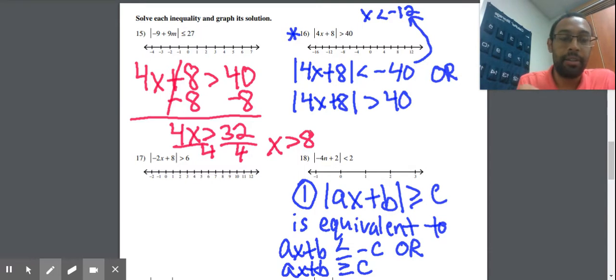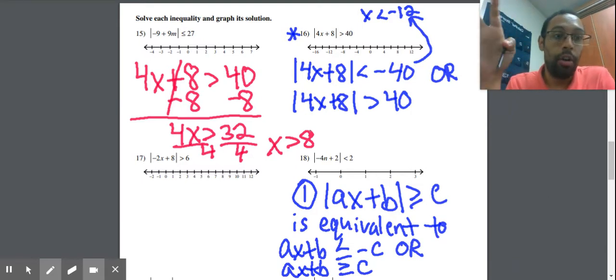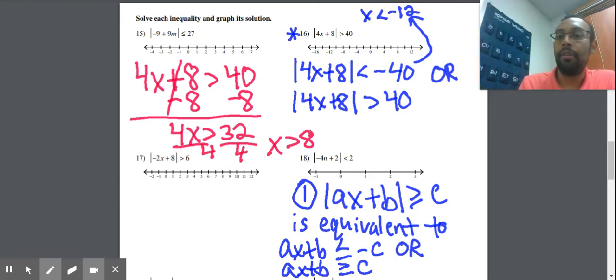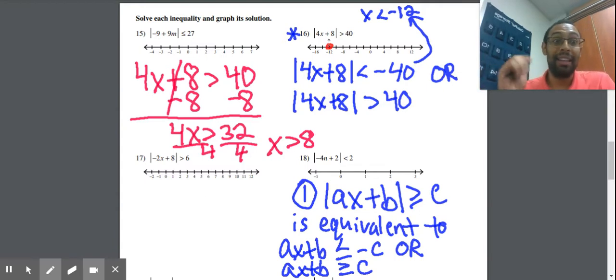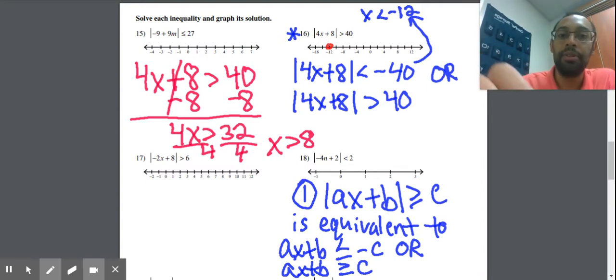So I have x is less than negative 12 or x is greater than 8. Whenever you finish solving inequalities, you have to graph it. How we graph it is they give us the number line, so we're going to graph on the number line. I'm going to do the graphing in a different color so you can see how that works. So x less than negative 12 is going to be everything less than negative 12. So here's negative 12. And since it is less than, this is an open circle.